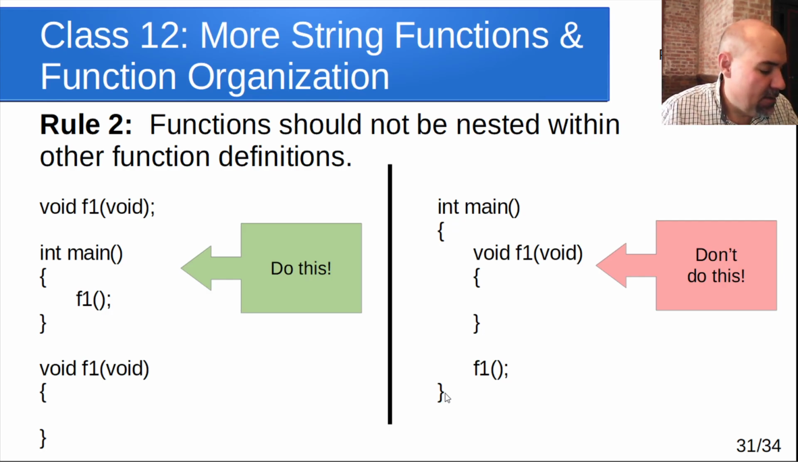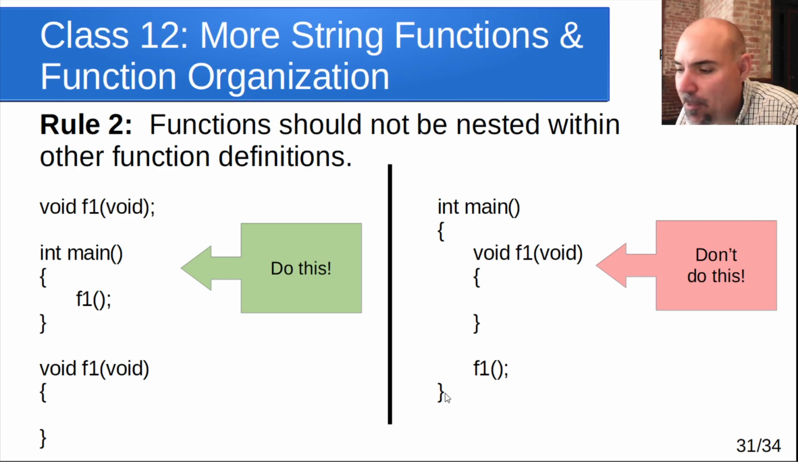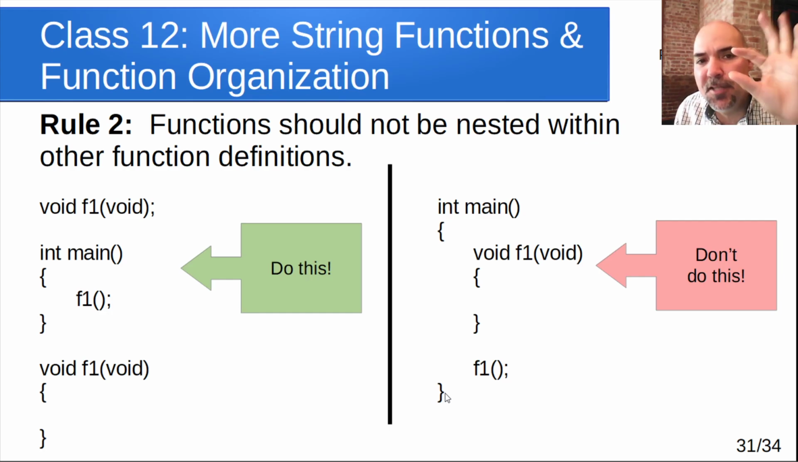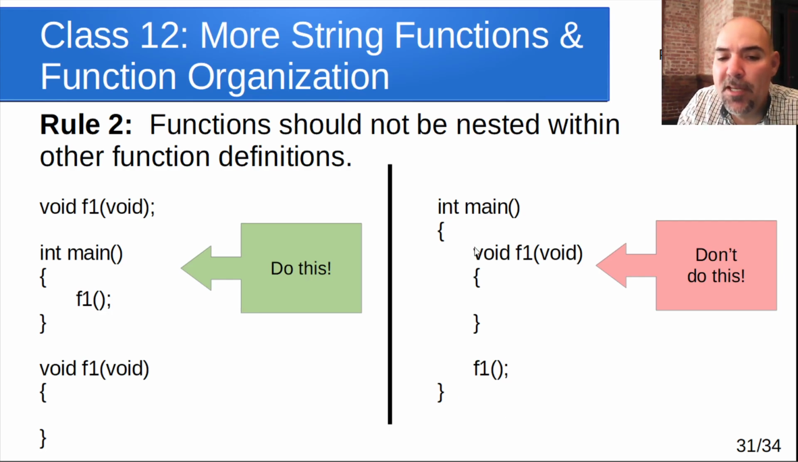C++ allows that, and there are extensions to GCC that allow that, but that's not standard C programming practice. Every function should stand on its own, be defined on its own, not be defined within another function. So do not do this over here. It's not standard practice, and it really isn't good practice. Do this. This function stands on its own. It gets called from F1. We don't want to define it inside of main and then call it from inside of there.